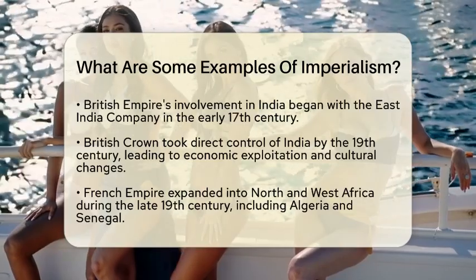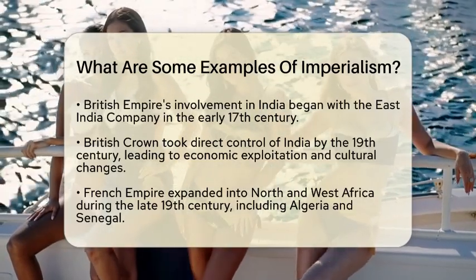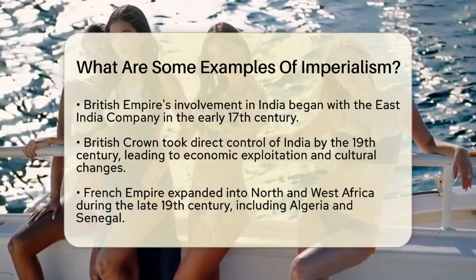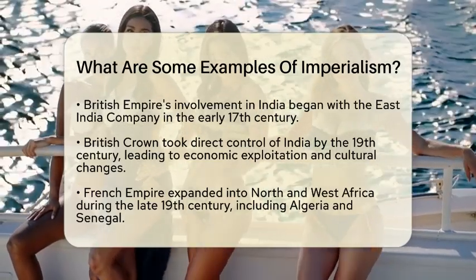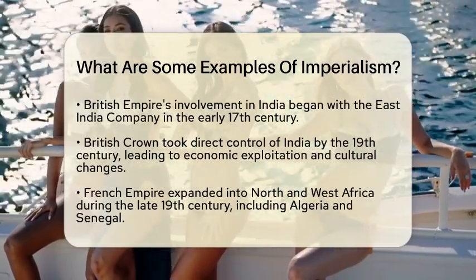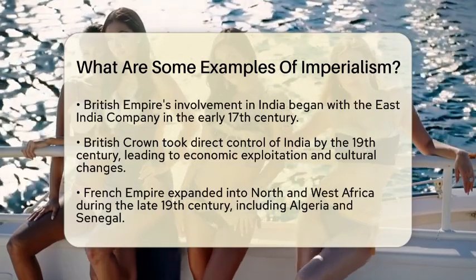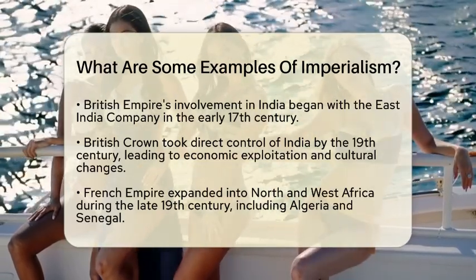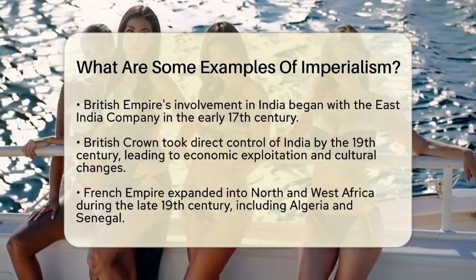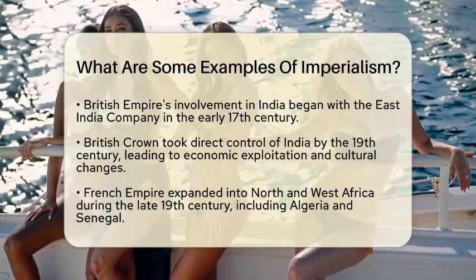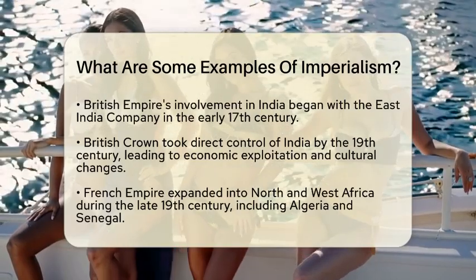The French Empire also made its mark in Africa during the late 19th century. France expanded its influence across North and West Africa, including Algeria and Senegal. French imperialism often included direct rule and the spread of the French language and culture. This expansion was driven by the desire for resources and strategic advantage.